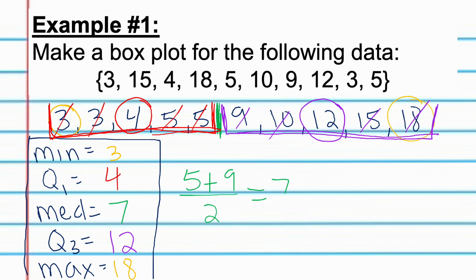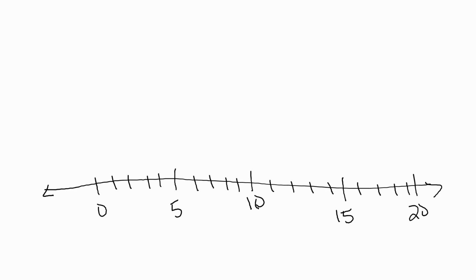So now we have all of this information. Let's go ahead and learn how to plot it. All right, we got a bright, nice, clean canvas to go ahead and draw our box plot. We've done step 1 and step 2. Now we need to do step 3, we need to make the number line. All right, so now we have our number line.